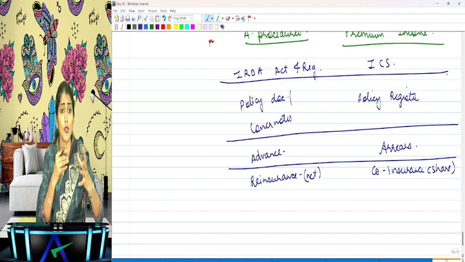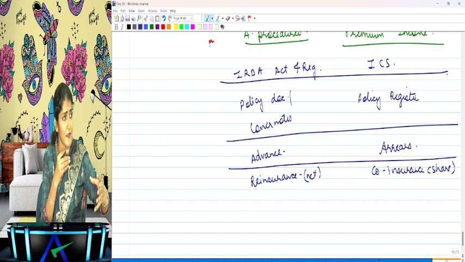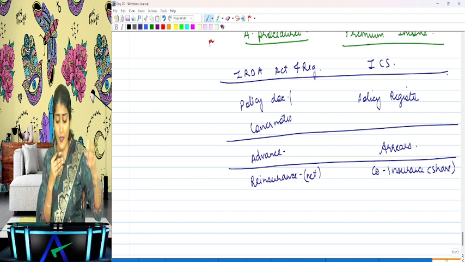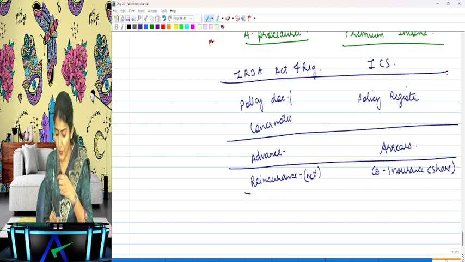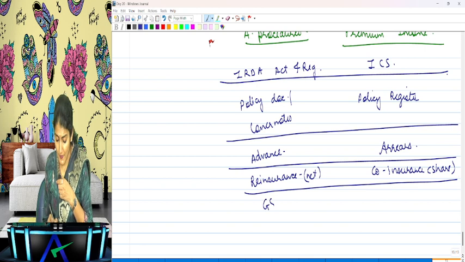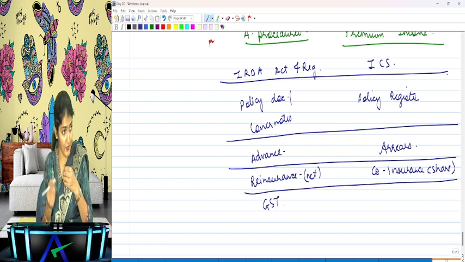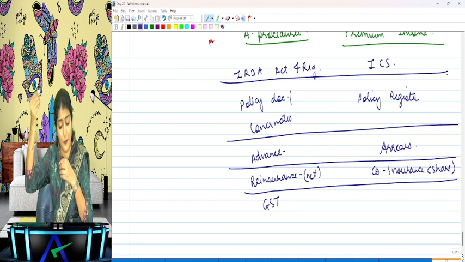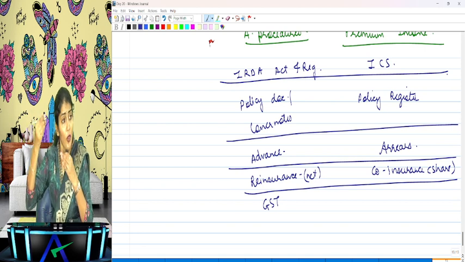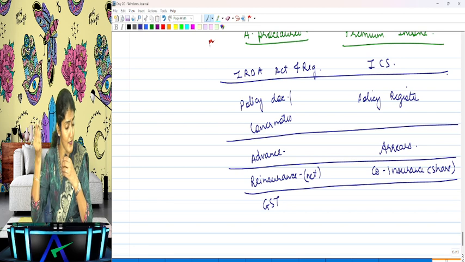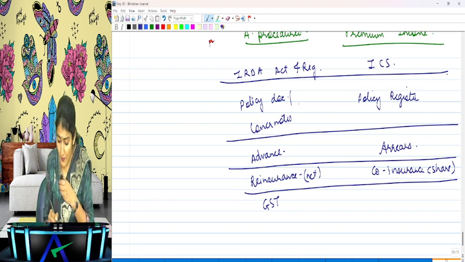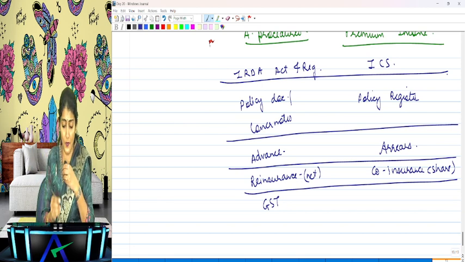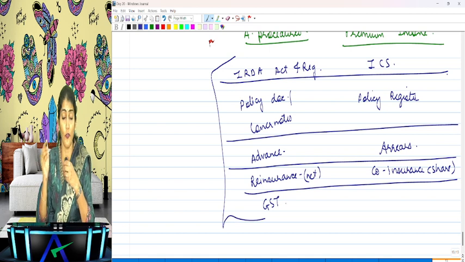Co-insurance is like joint auditors, where more than one insurance company comes together and provides the insurance cover. Then also check whether the insurance company has charged and collected the GST, and whether it has paid the GST to the authorities on or before the due date. Are you understanding that? These are the general points which you can write in your answer regarding the verification of the premium income of an insurance company.